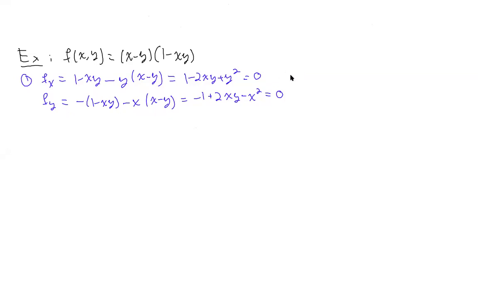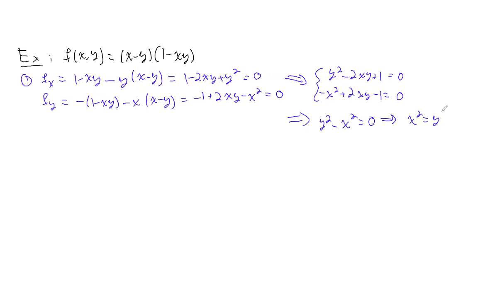Let's just summarize for a second. So we've got y squared minus 2xy plus 1 is equal to 0, and negative x squared plus 2xy minus 1 equals 0. One thing we can do is add these equations together. If we add them together, the 2xy's and the 1's cancel, and we're left with y squared minus x squared equals 0. So x squared is equal to y squared. Now, that does not necessarily mean that x equals y. It could be that x equals negative y, so there are two things that can happen.